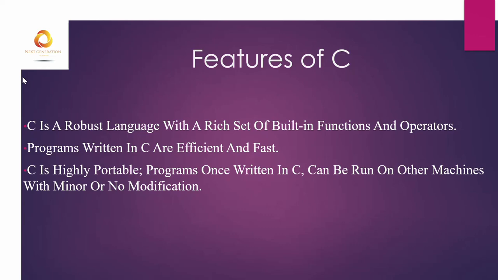The reason is that compilers compile the code at once, while interpreters interpret one line of code at a time. So guys, that is the reason. That is why we say programs written in C are efficient and faster.